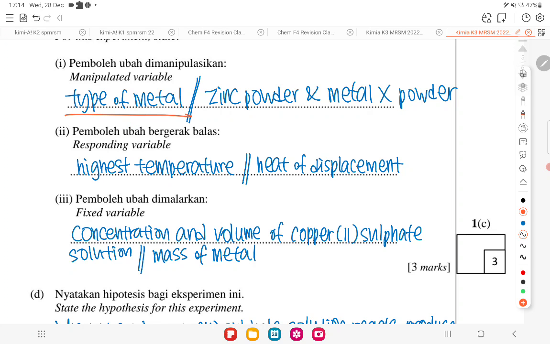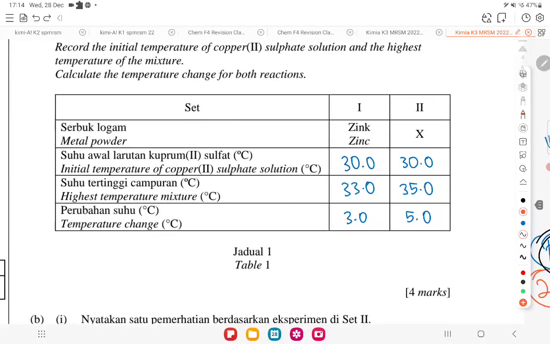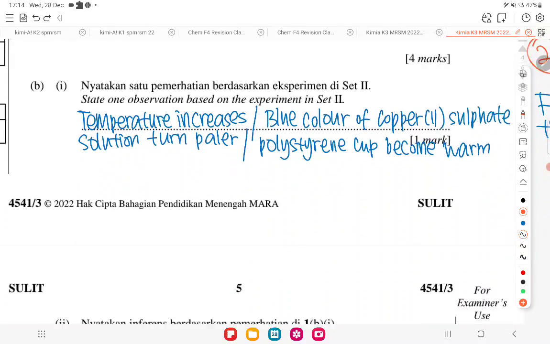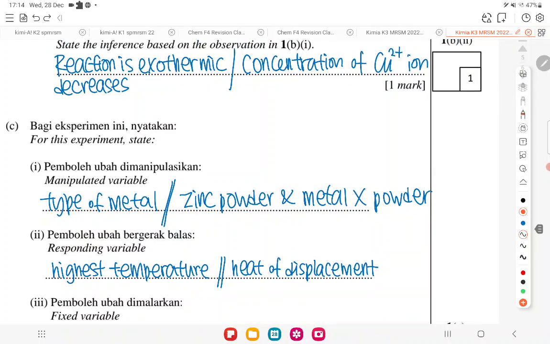If you don't want to write type of metal, you also can write it out like this. What is the metal they use? What do they change? Initially they use zinc, then they use X. So for the manipulated variable, you also can write zinc powder and metal X powder, because this is what they do, right?